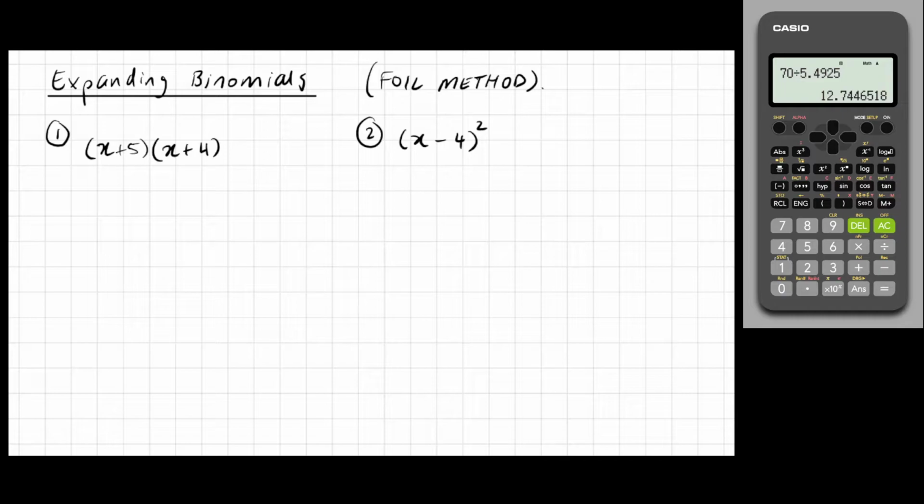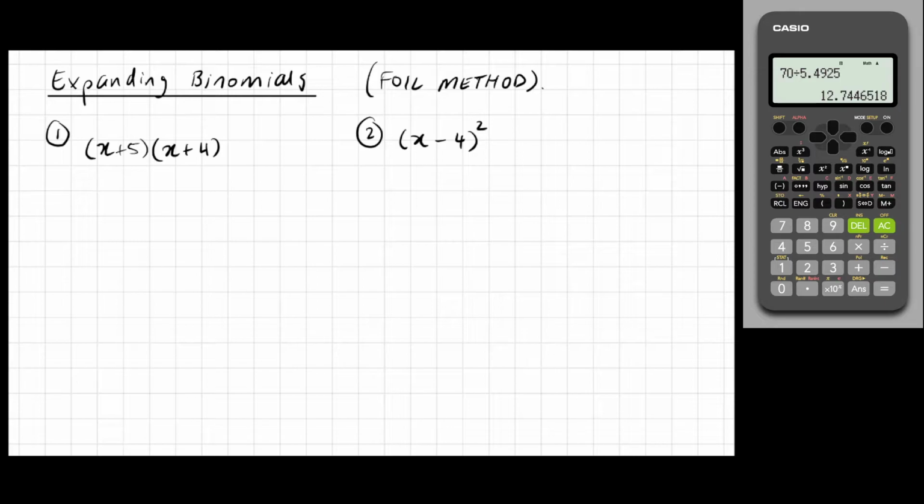The FOIL method is a way that you can expand these brackets. The idea is that you need to multiply everything in the first set of brackets with everything in the second set of brackets, and you should have a specific combination of numbers. Now, if I'm multiplying everything in the first set of brackets by everything in the second set of brackets, how many combinations of multiplication should I have to do?